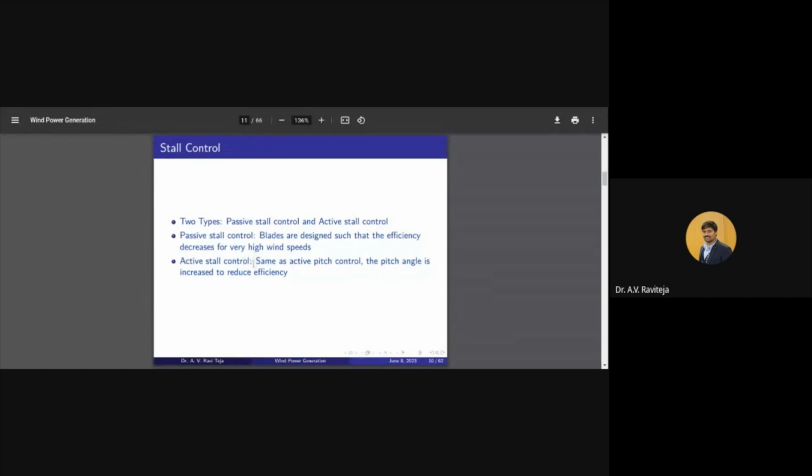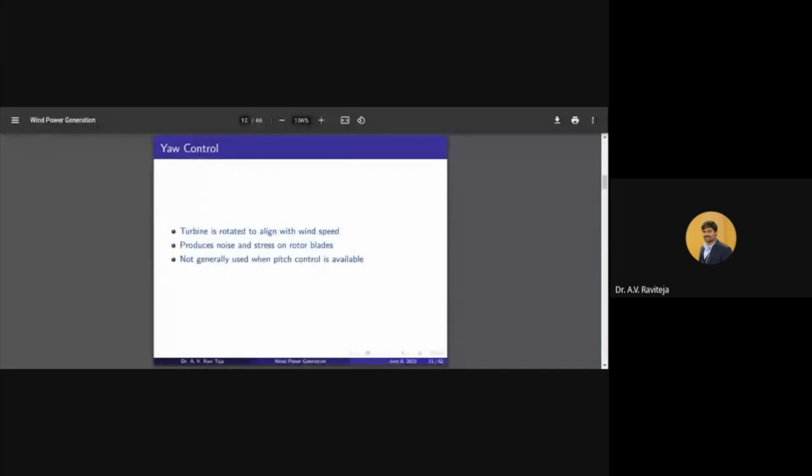And active stall control, which is similar to pitch control, the pitch angle is increased to reduce efficiency during high wind conditions. Otherwise, we try to reduce the drag force and increase the lift force in normal conditions.